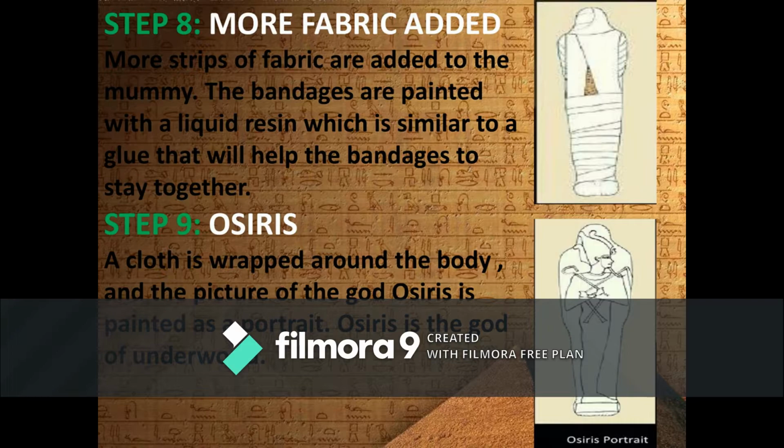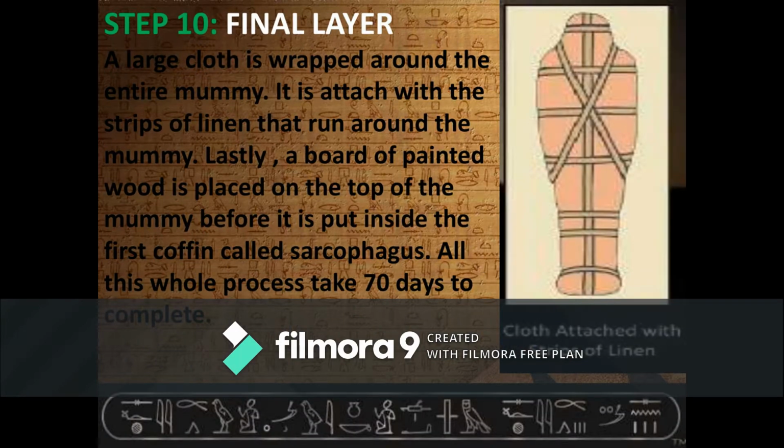Osiris is the god of the underworld. Then a large cloth is wound around the entire mummy. It is attached with strips of linen that run around the mummy. Lastly, a board of painted wood is placed on top of the mummy before it is put inside the first coffin, called a sarcophagus. All this process takes 70 days to complete.